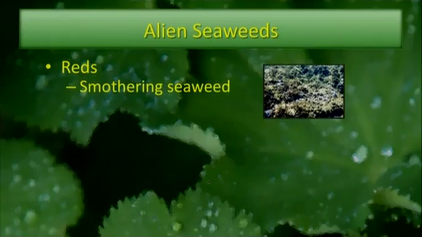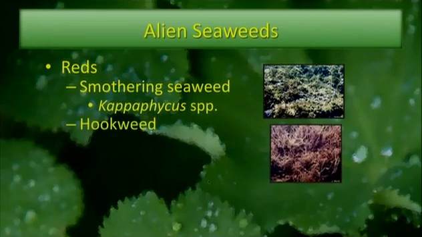Then we have another alien called smothering seaweed, which forms mounds, Kappaphycus species. They overgrow and kill Hawaiian corals. They were first seen in Kaneohe in the 1970s. Then hookweed, Hypnea musciformis. They have hook tips on the edges of the thallus, they grow in entangled mats, and they were introduced to Kaneohe Bay in 1974.